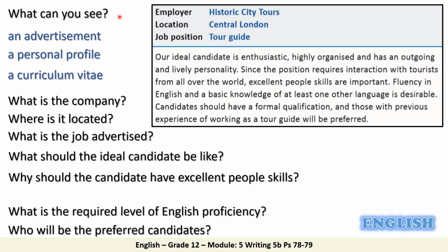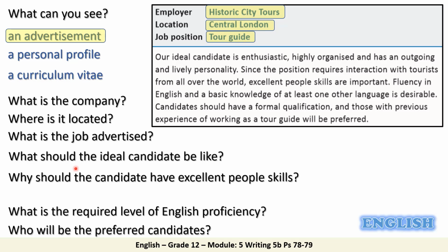Okay, question number one, what can you see? What type of writing is this one? Exactly, it's an advertisement. What is the company? The company means the employer, and the employer is the Historic City Tours. Okay, where is it located? He is asking about the location. It is located in central London. And what is the job advertised? The job advertised is the job position, which is a tour guide.